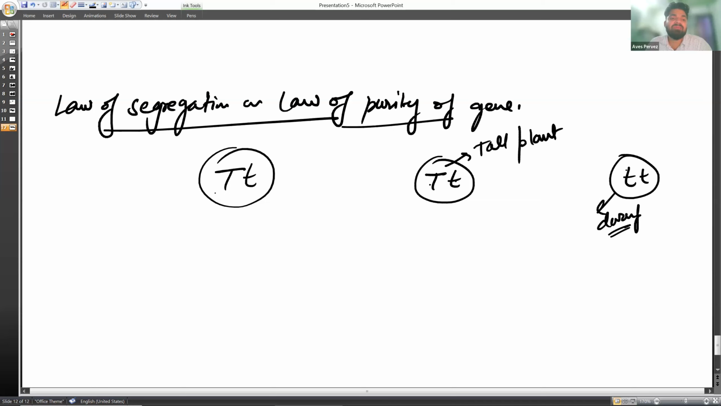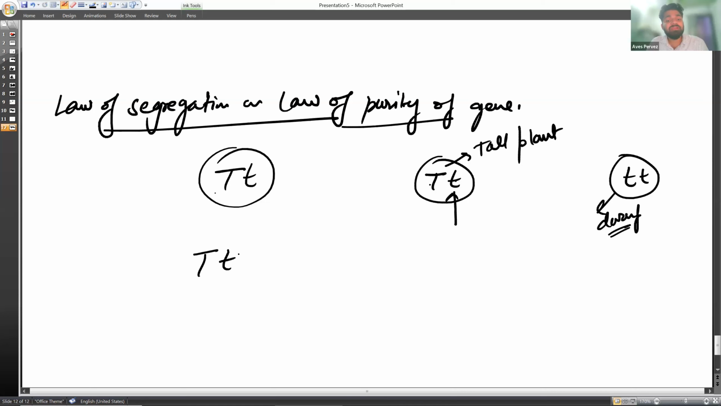It does not mean that the plant forgot how to be dwarf. They are not forgetting their identity. This gene is for dwarfness and it still knows how to dwarf. But since here it is with capital T, the gene of tallness, which is the dominant gene, it is not able to express. But it does not mean that this gene has forgotten.